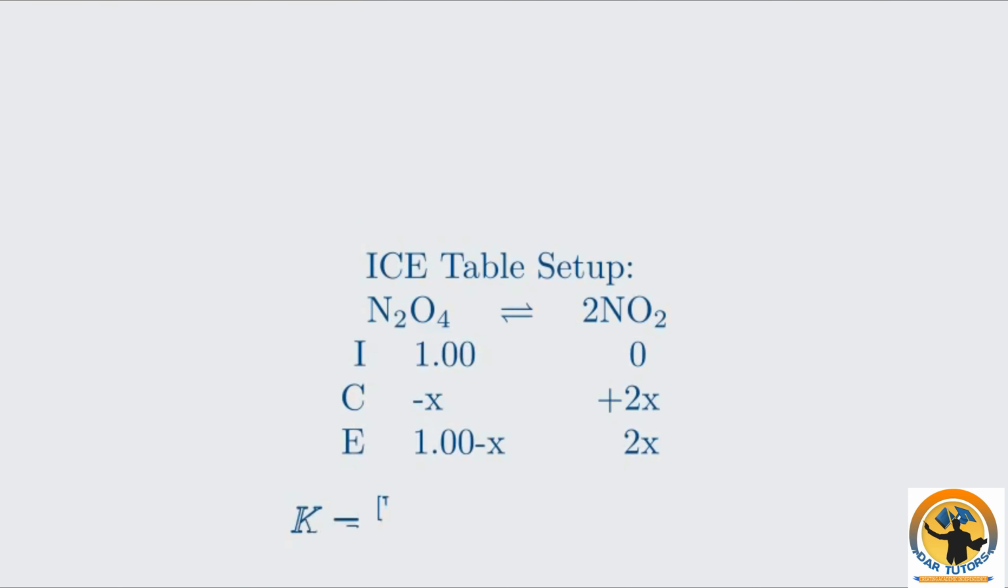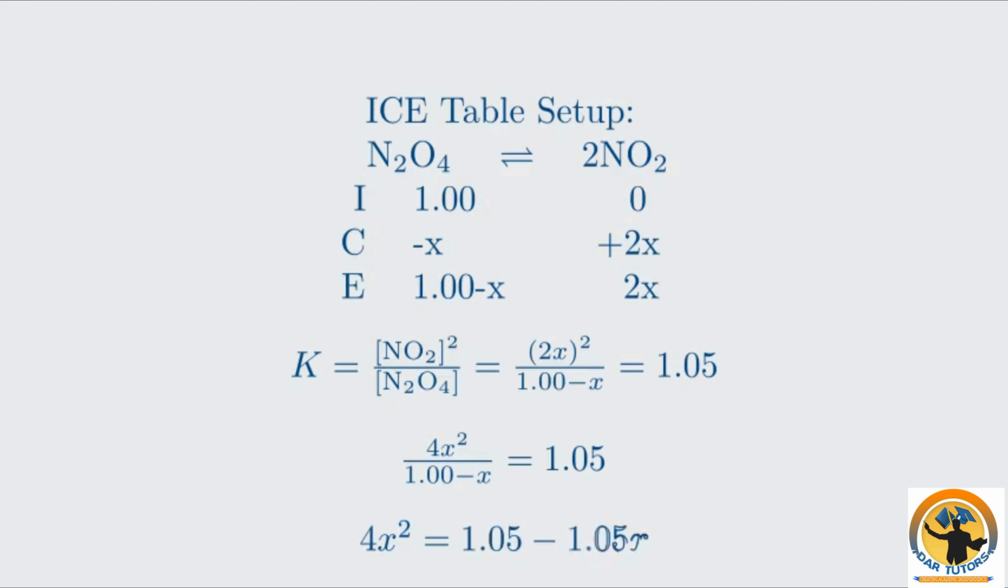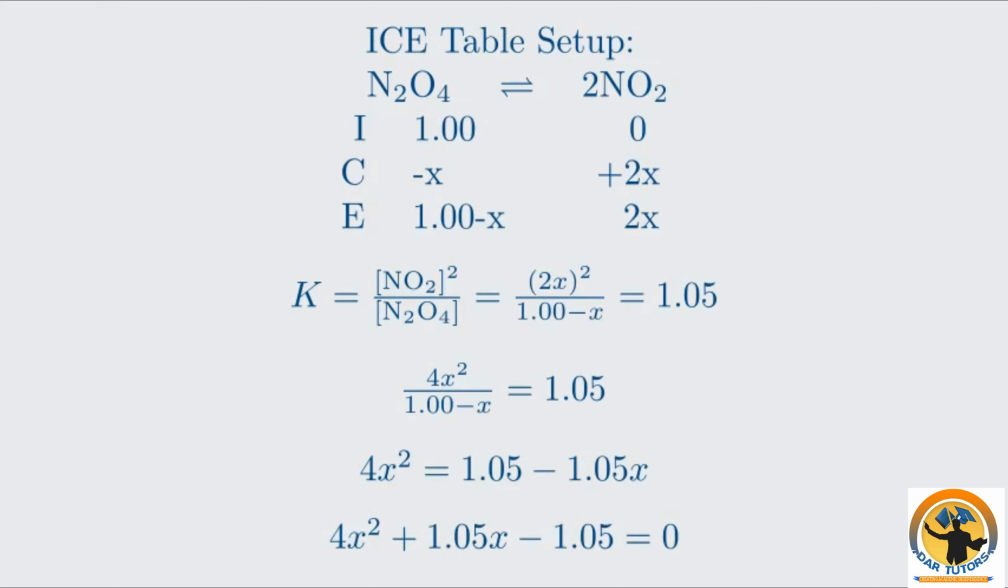Now we write the equilibrium expression and substitute our equilibrium concentrations. This gives K equals (2x) squared divided by (1 minus x) equals 1.05. This simplifies to 4x squared over (1 minus x) equals 1.05.